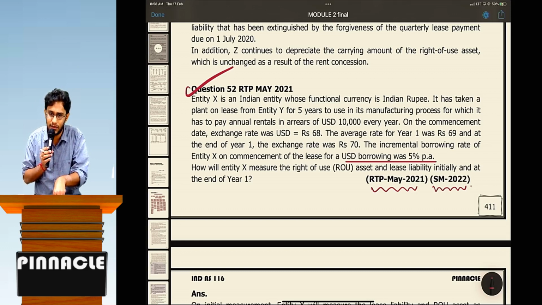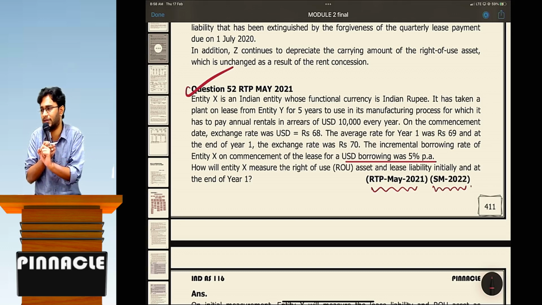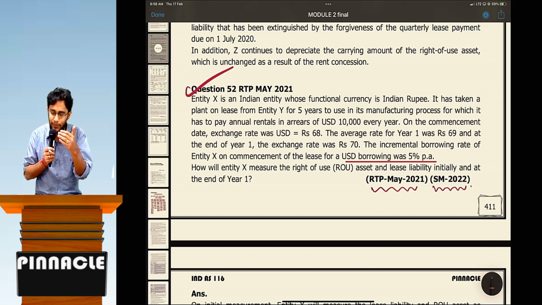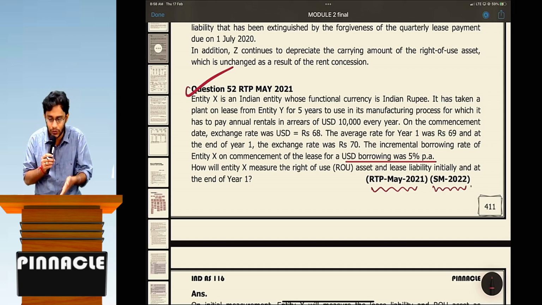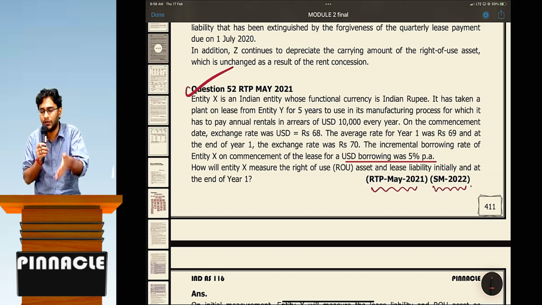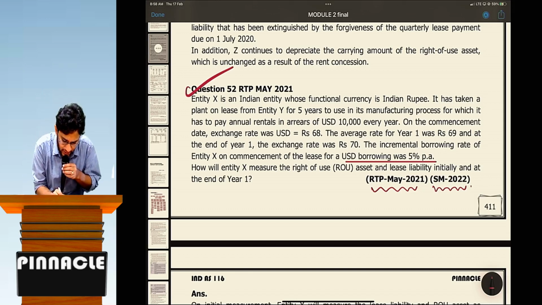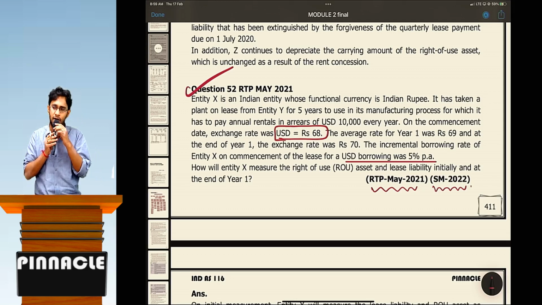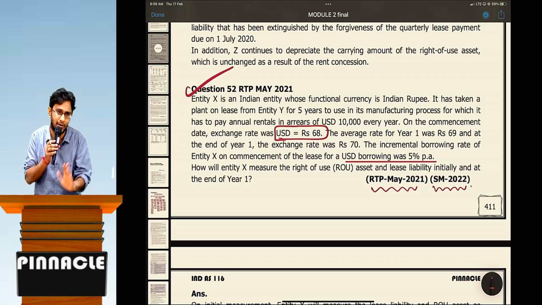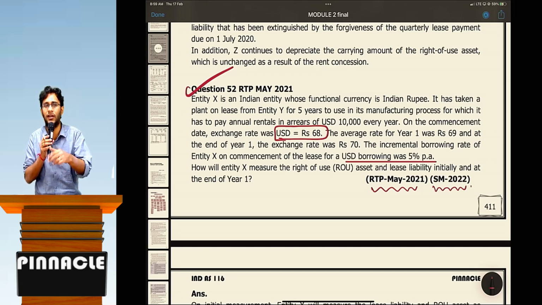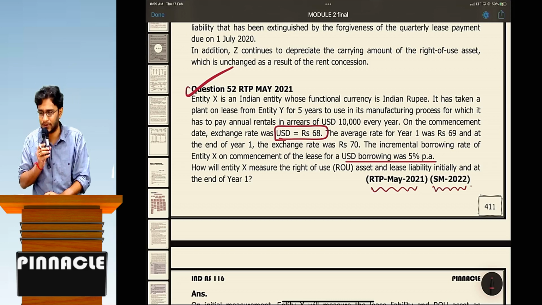Present value means today's value. Today's exchange rate is the spot rate. So directly you will convert the entire cash flows into rupee terms. First, work out the PV of lease payments in dollar terms. PV means present value as on today. Multiply that with today's spot rate. Today's spot rate is how much, sir? 68 rupees per dollar. Directly you will get the lease liability in rupee terms. Go and write the ROU asset, go and record the lease liability. Doing conversion every year is a waste of time, and you can't do that in this sum also.